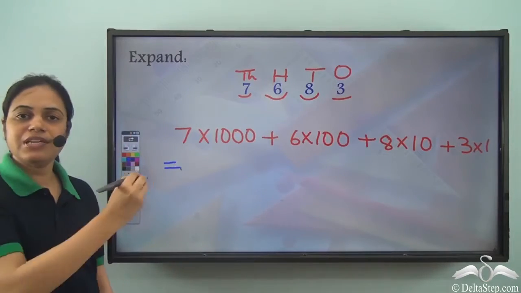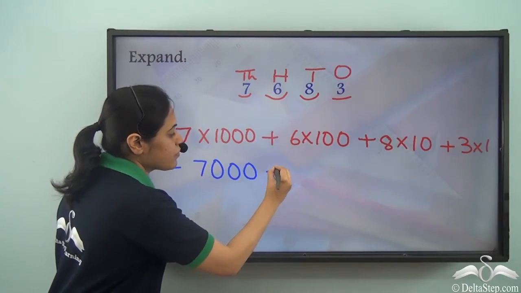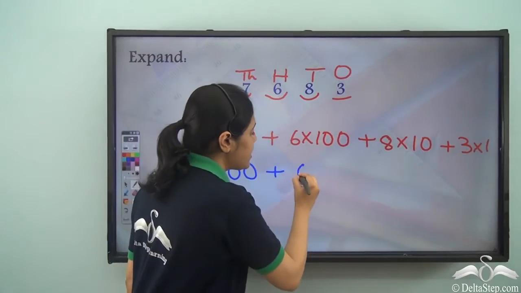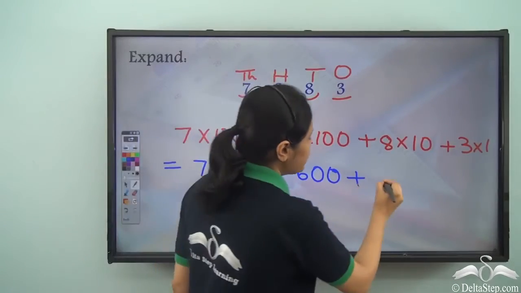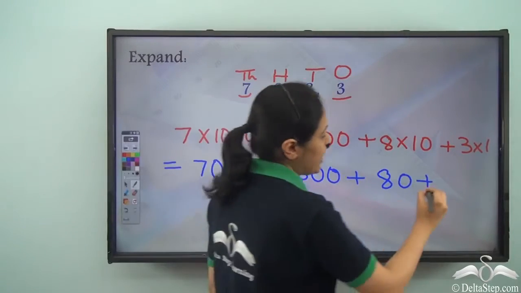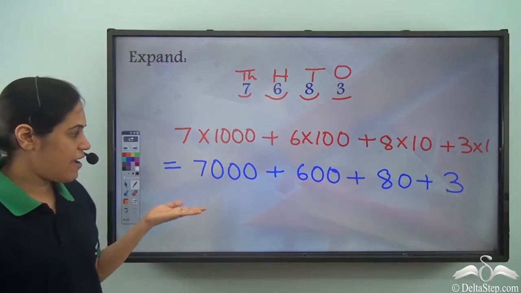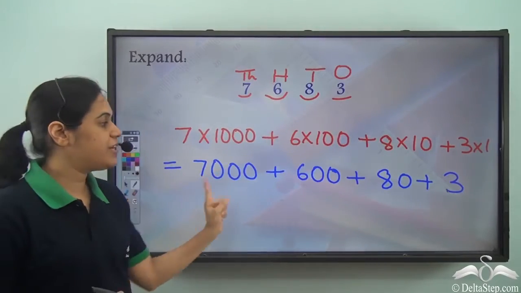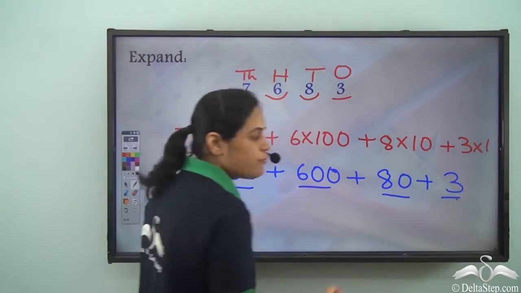The place value of 7 is 7 into 1000, that is 7000. The place value of 6 is 6 into 100, that is 600. The place value of 8 is 8 into 10, that is 80. And the place value of 3 is 3 into 1, that is 3. So, what I have done? I have written the place values of different digits. There are 4 digits. I have written the place values of all 4 digits.